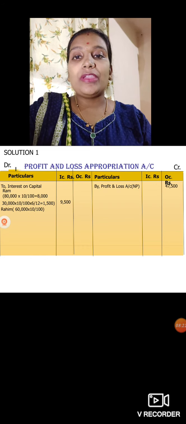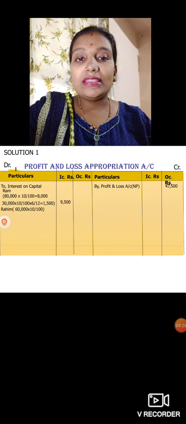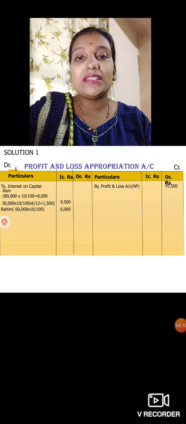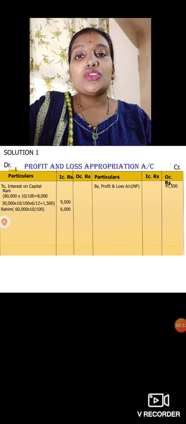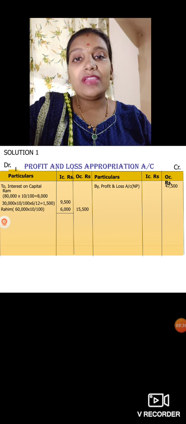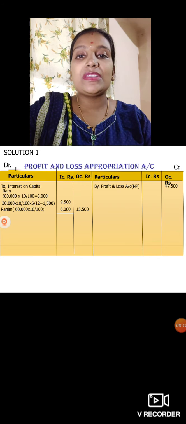Next we pay Rahim. His capital is 60,000, and 10% on that is 6,000. So total interest on capital of both the partners is 15,500 rupees. Interest on capital is now over.